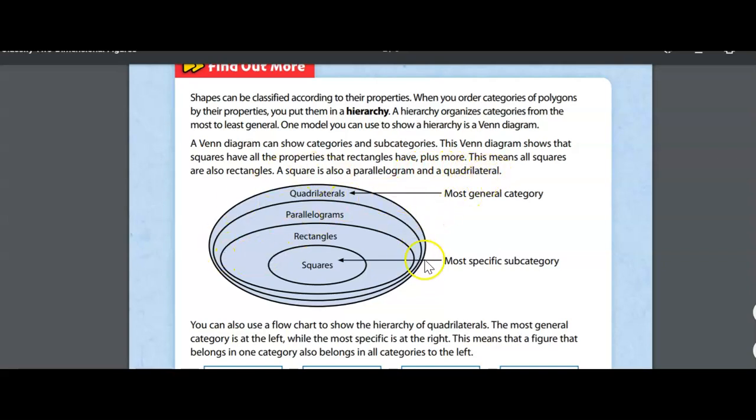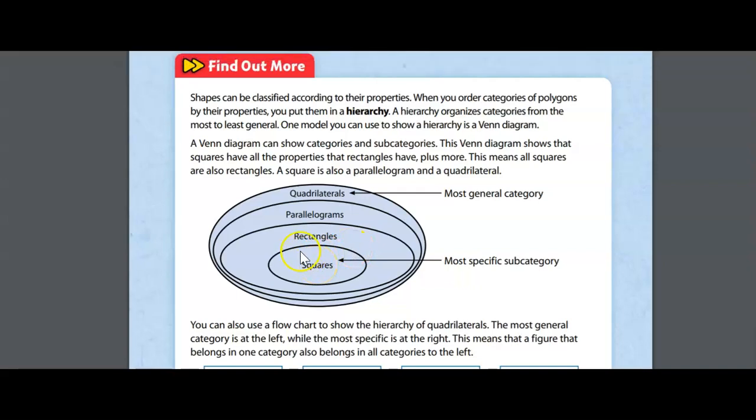So we have our Venn diagram here. So the most specific item will go in the center of our Venn diagram, and the most general category would be our outside layer. So our most general category is a quadrilateral. And then we know that parallelograms are one type of quadrilateral, so a parallelogram is our next category. And then a rectangle is our next subcategory, because I know that a rectangle is a parallelogram and a quadrilateral. And the square is the most specific subcategory.